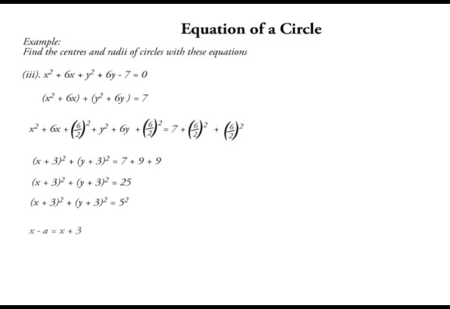x minus a is equal to x plus 3, and therefore a is negative 3. y minus b is equal to y plus 3, therefore b is negative 3. And therefore the center is at (-3, -3), and the radius is 5 units.